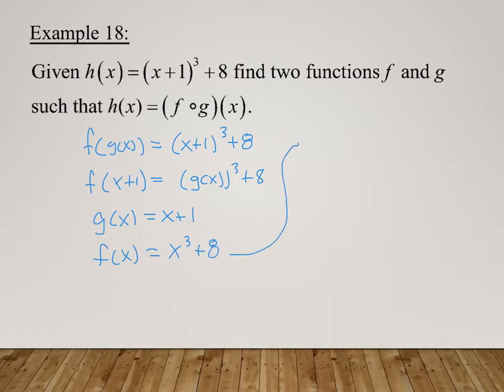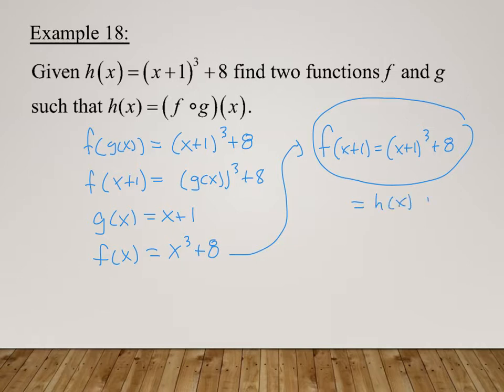So now we try our luck. We say, okay, suppose we have f of (x plus 1). Well, that's going to be (x plus 1) cubed plus 8. This equals h(x). So we're done. Our two functions, the two pieces we've broken it into, are g(x) equal to x plus 1, and f(x) equal to x cubed plus 8.